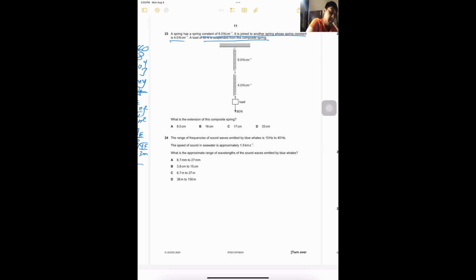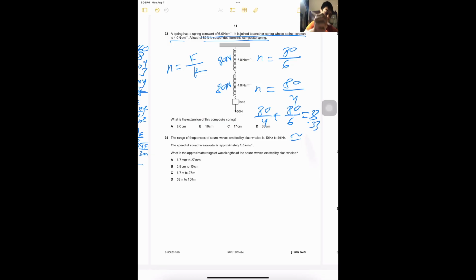So both have 80 newton forces applied to them, because in a series spring composite connection both will get the same force. So we know that extension equals F by k. Here the extension is 80 by 6, and here the extension is 80 by 4. When you add 80 by 4 plus 80 by 6, this should give you 33.33 or 233. Answer is D.